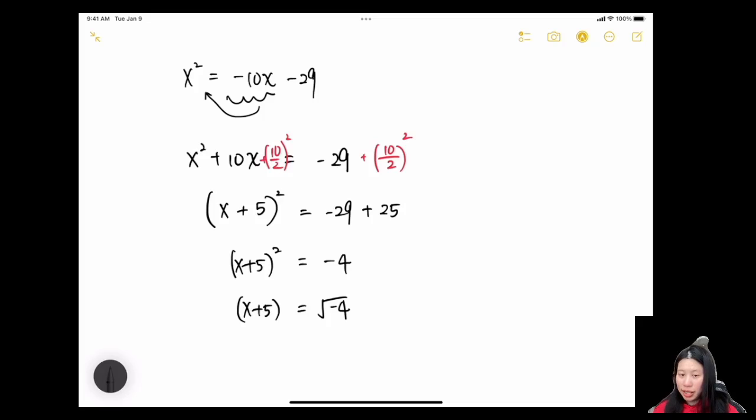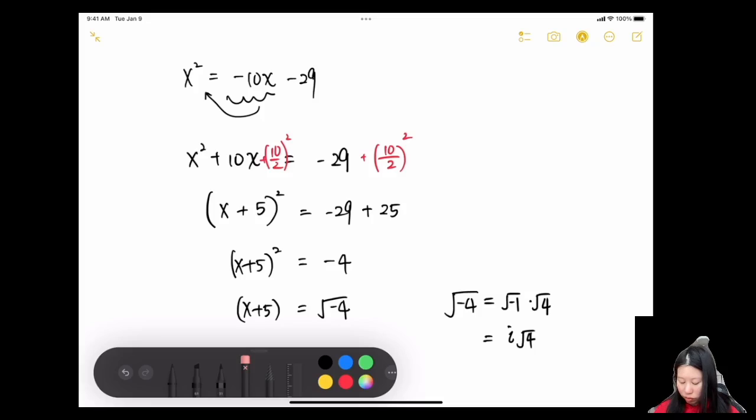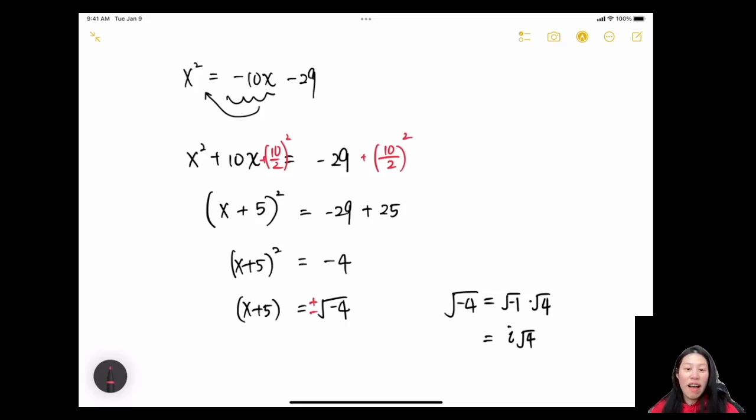Remember, if you want to separate the negative, you can read it as the square root of negative 1 times the square root of 4, right? And then the square root of negative 1 equals i. So we have the square root of 4, which is 2. Oh, I forgot something. Remember, when you take the square root, you need to have a positive and negative.